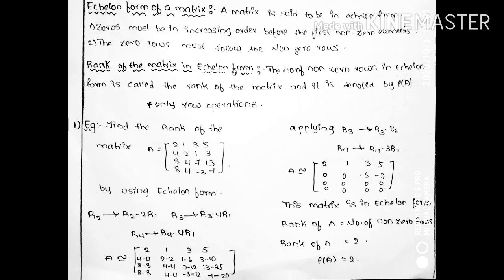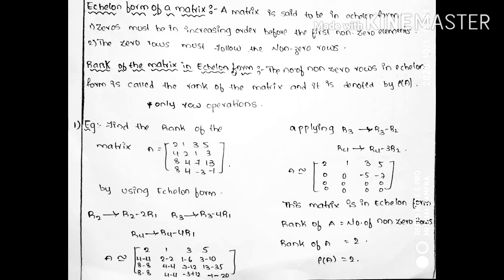A matrix is said to be in echelon form. The first condition is zeros must be in increasing order before the first non-zero elements. And the second condition, the zero rows must follow the non-zero rows.